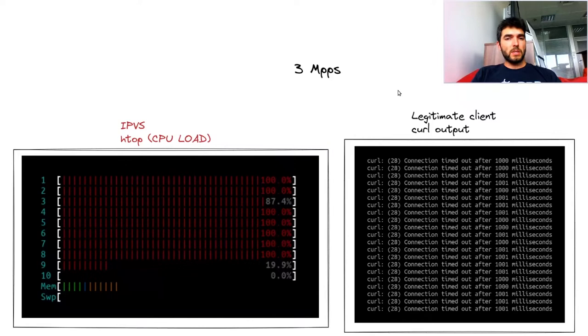So this was super important numbers for us. And we saw at the client output that, well, all the packets, all the requests were basically lost, and the CPU load just showed 100%. So that was the end, and we had so much expectations for Cilium that actually showed us that it works great.